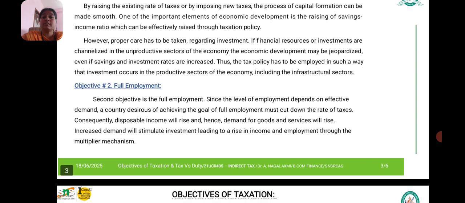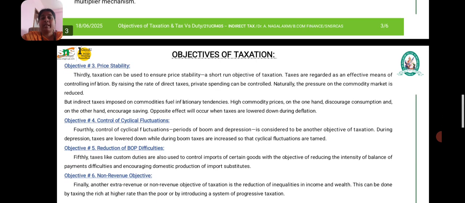The second purpose is full employment. When there is full employment in the country, everyone will be earning, everyone will have a good standard of living, everyone will pay the tax. That tax will again be given back to society and the country. That is said to be the objective. Second objective, full employment.